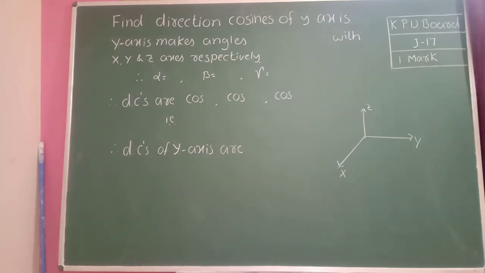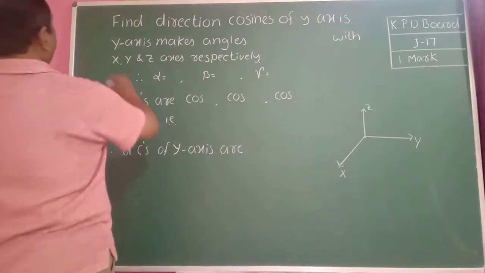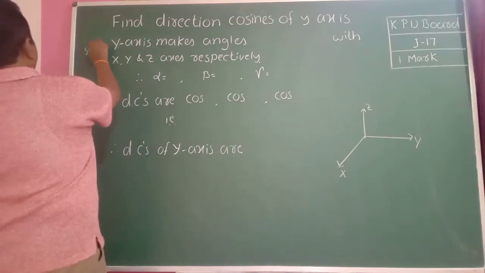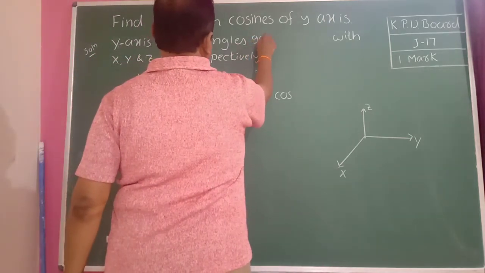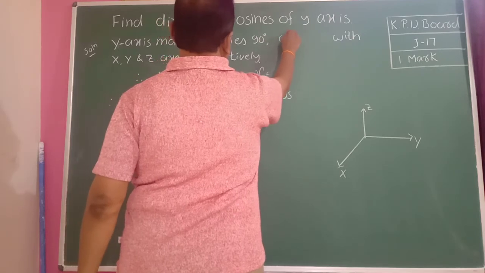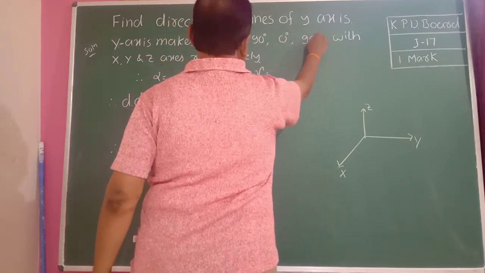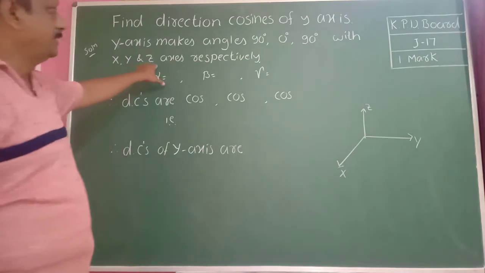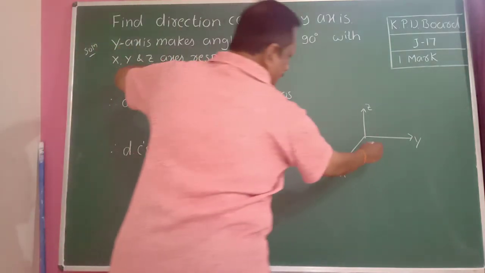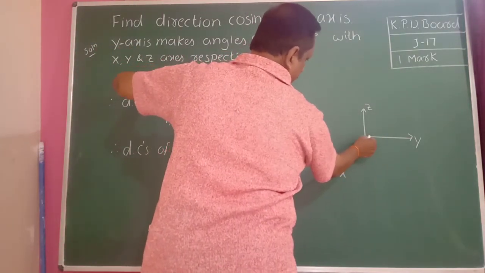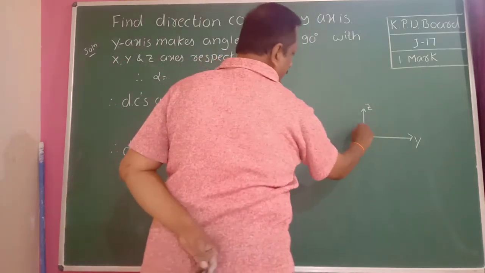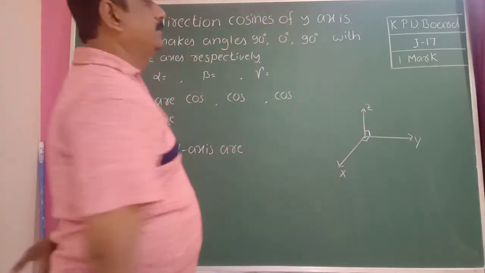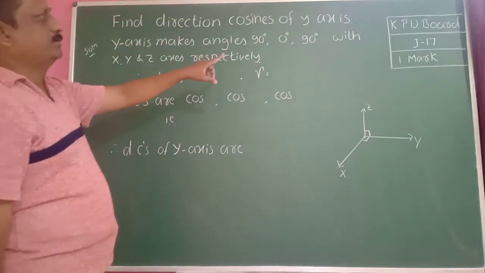So next, find the direction cosines of y axis. Therefore we know that y axis makes angles 90 degree, then 0 degree, 90 degree with x, y and z axis respectively. Y axis and x axis, its angle is 90 degree. Y axis with the y axis 0 degree, y axis with z axis 90 degree. Hence 90 degree, 0 and 90 degree.